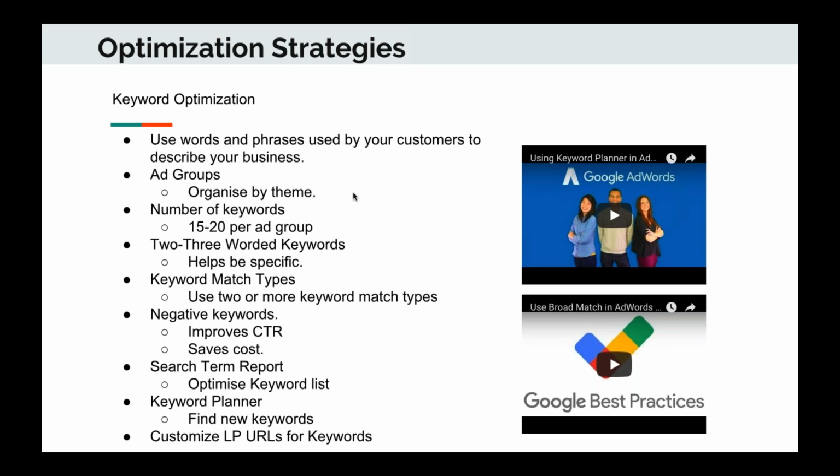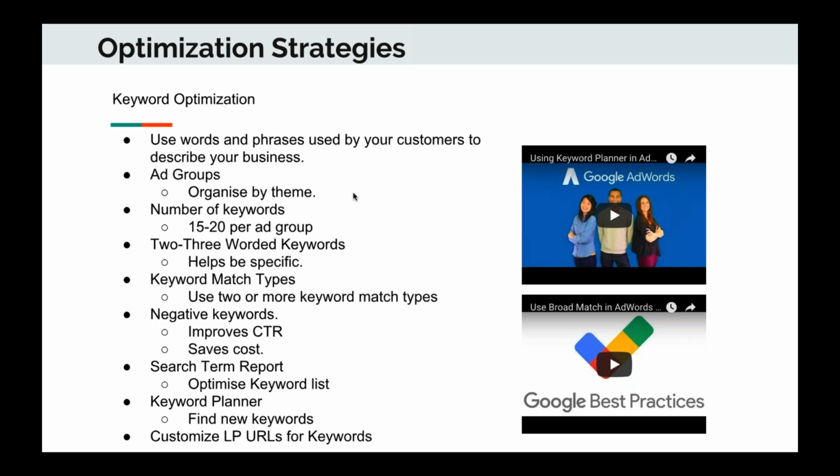Then keyword optimization. Make sure that in every ad group you have at least 15 to 20 keywords. If you can't find so many keywords within the specific theme that you have set for the ad group, make use of search term report or keyword planner to identify such keywords. Okay, and then instead of using single word keywords, try to use 2 or 3 worded keywords so that it helps being more specific.